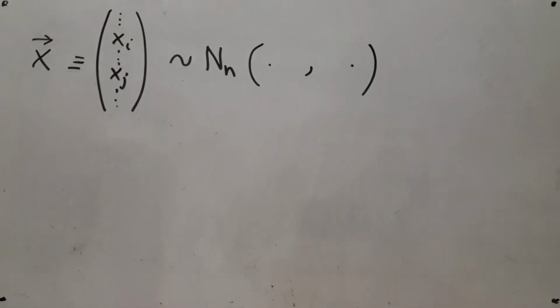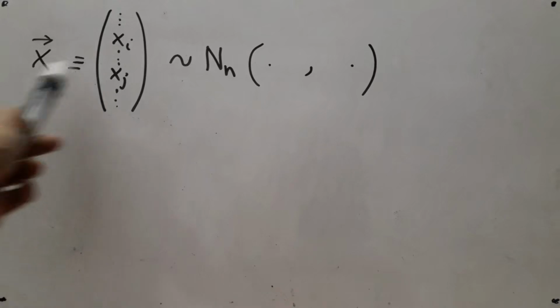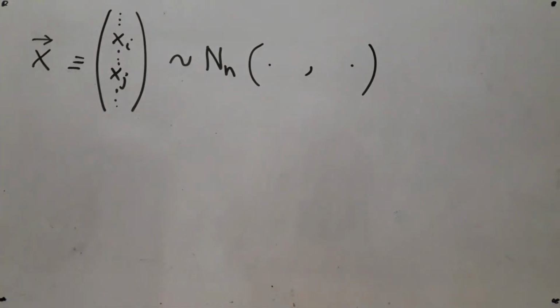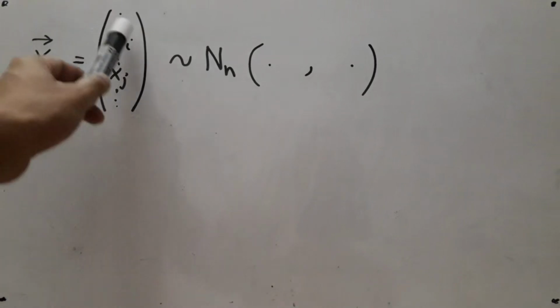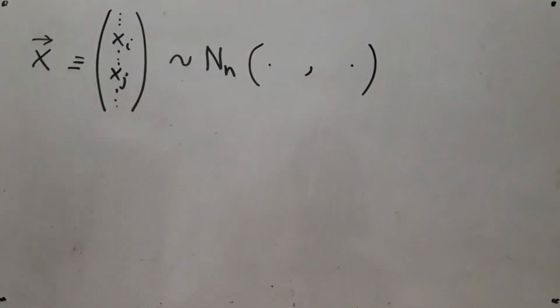In this video, we are going to discuss independence for multivariate normal. The basic idea is this: suppose I have a random vector x which has multivariate normal distribution with whatever parameters, and if I expand x, here is one component xi and another component xj. I am interested in knowing when they are independent.